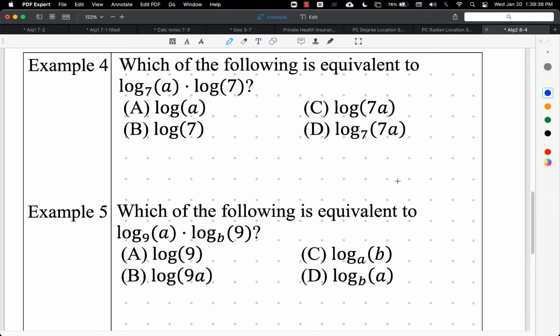Multiple choice questions. Oh boy, here we go. Which of the following is equivalent to log base 7 of a times log of 7? These are the harder types of questions. So far we've been doing easy mode. These are a little bit harder. Go for it, Jade. D as in dog. Maybe. How'd you get that?